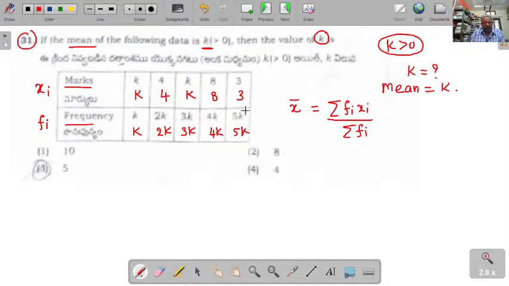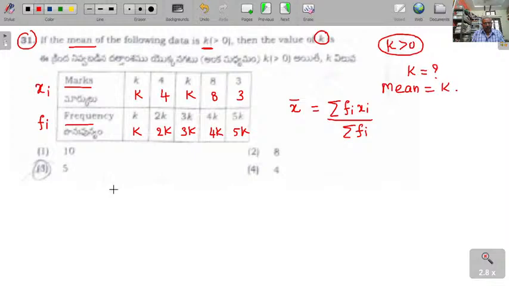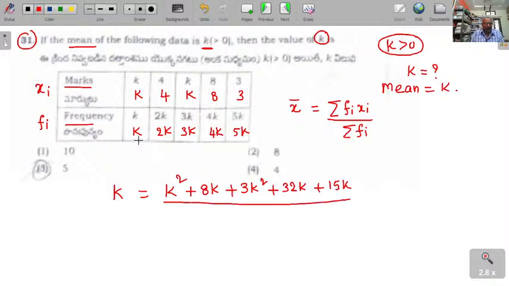Now here x bar is equal to k. So mean k equals sigma fi xi: k into k, that is k square, 4 into 2k, that is 8k, plus k into 3k, that is 3k square, plus 8 into 4k, 32k, plus 3 into 5k, 15k, divided by the sum of the frequencies: k plus 2k, 3k, 6k, 10k, 15k. Am I right? Now we just need to simplify this.